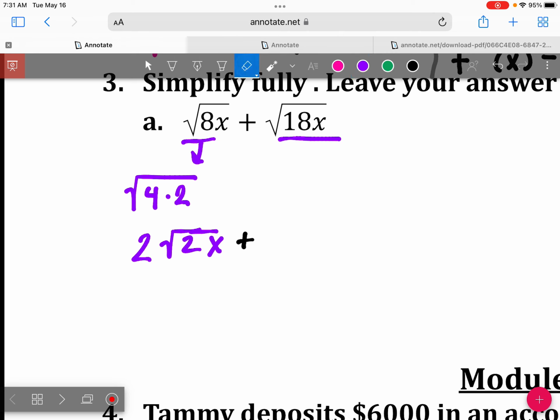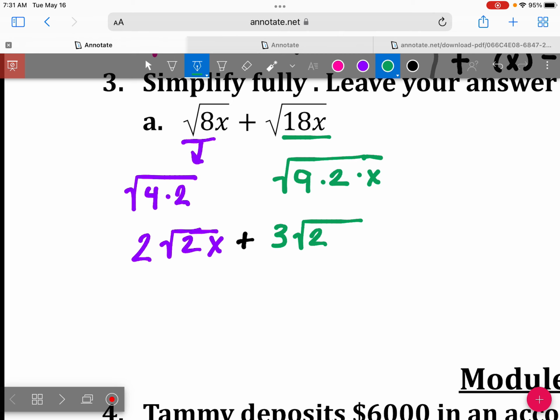plus, let's do this guy. We can think of 18 as 9 times 2 times x, technically. What's the square root of 9? 3. Can I do the square root of 2, or is he staying in the house? Staying in the house. Does the x have any buddies, or does he have to stay in the house? He's staying in the house. So I have 2 square root of 2x plus 3 square root of 2x.